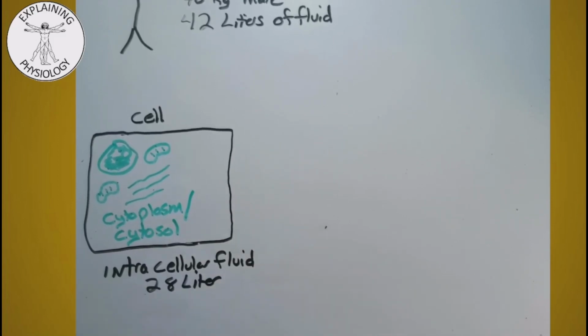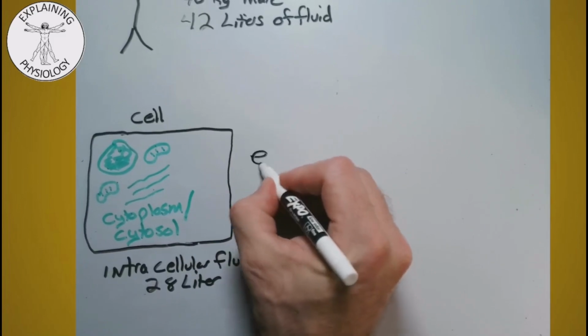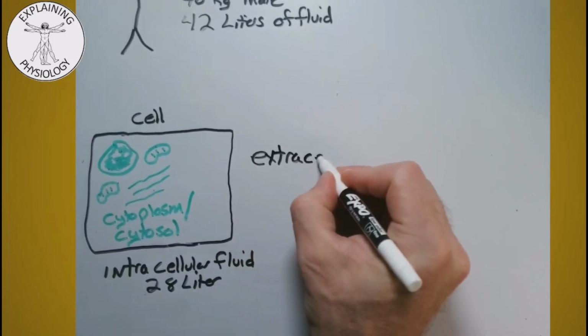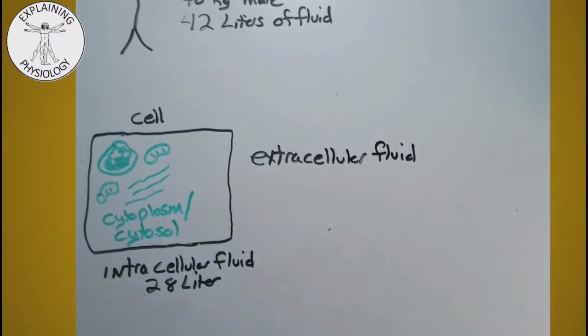Now, the remainder of that, if it's not going to be inside of the cell, it's going to be outside of the cell. And so intracellular fluid is inside. Outside of the cell, what we're going to have is extracellular fluid. Okay, so extracellular fluid is going to be fluid which is outside of these cells. And so about 1/3 of the fluids within the body are going to be located within this extracellular space. And so this is going to correspond to about 14 liters.